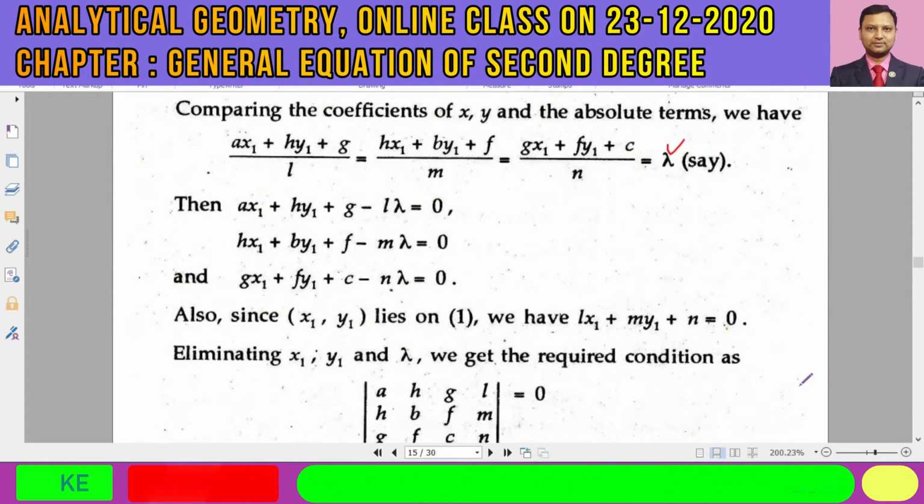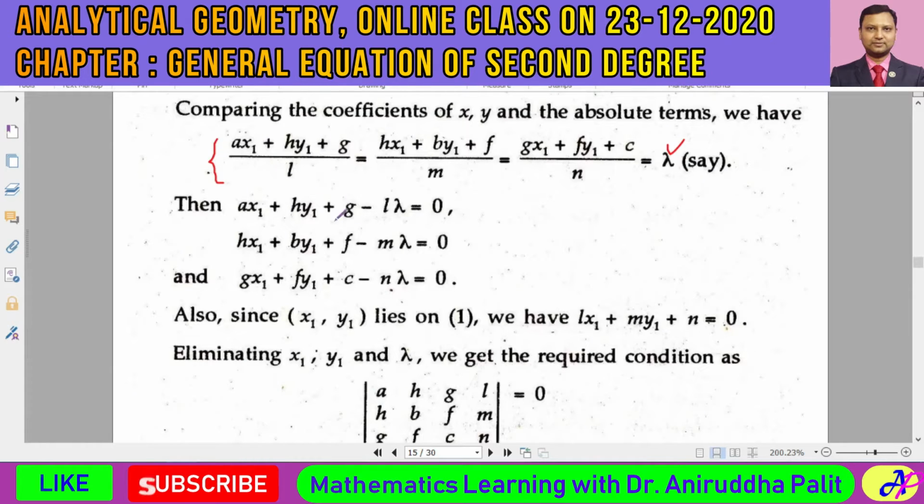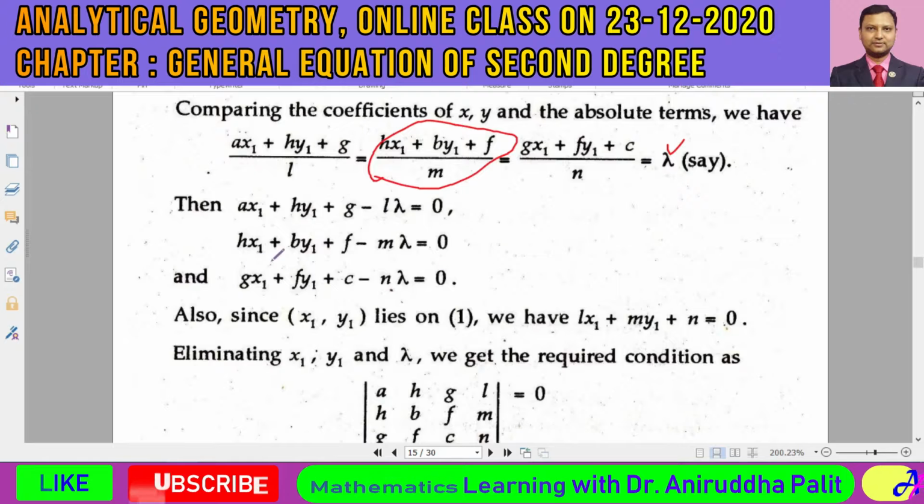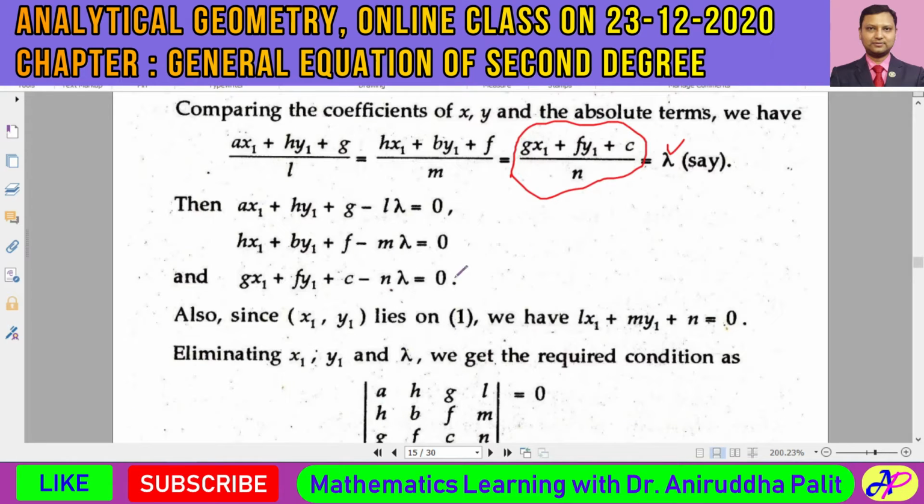Then if this lambda is equated with the first ratio, we will get the equation ax1 plus hy1 plus g minus l into lambda equals 0. This gives the first equation. Similarly, if lambda is compared with the second ratio, we will have the second equation hx1 plus by1 plus f minus m into lambda equals 0. Again, if it is compared with the third ratio, we will have the third equation gx1 plus fy1 plus c minus n into lambda equals 0. Got it?